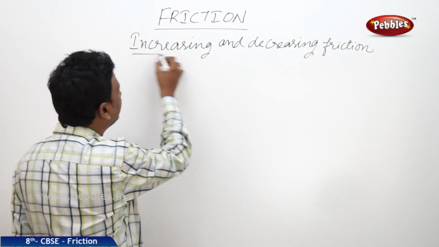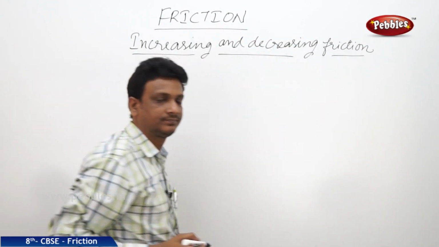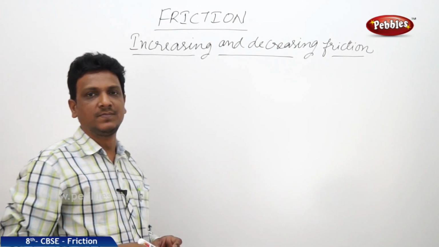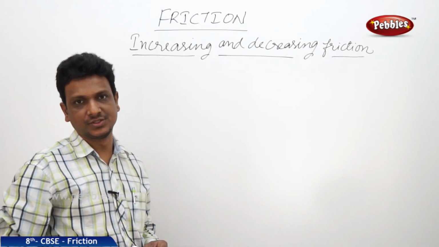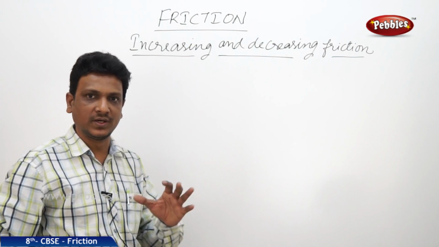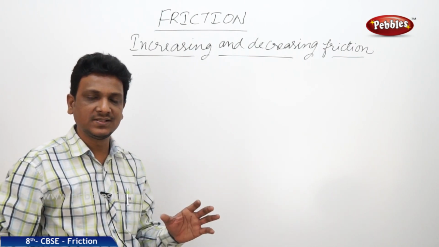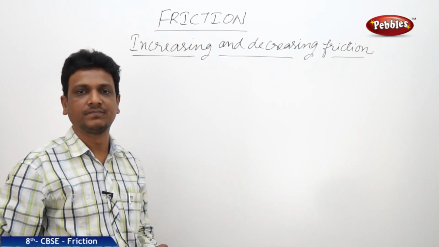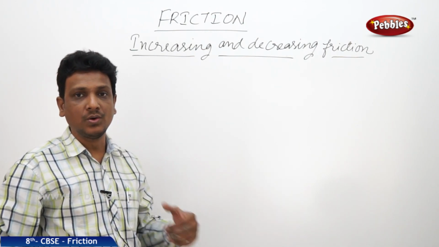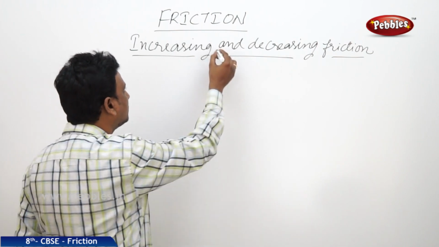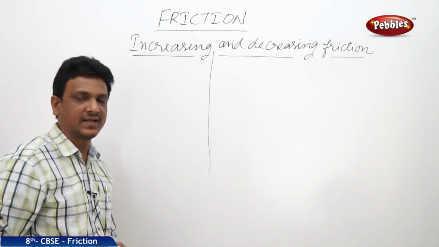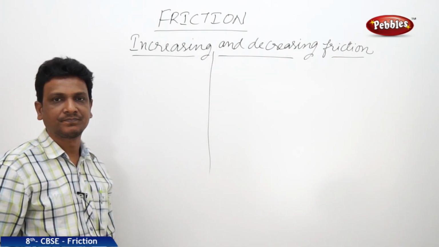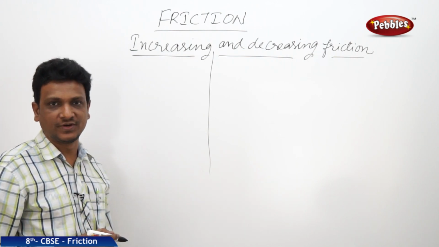Now let us see increasing and decreasing friction. Is it possible to increase friction, decrease friction? We have seen advantages, disadvantages. That means in some cases we need more friction, in some cases we need less friction. Let us see how to increase the friction first. So in the part of increasing, where we need more friction, at which cases we need more friction?